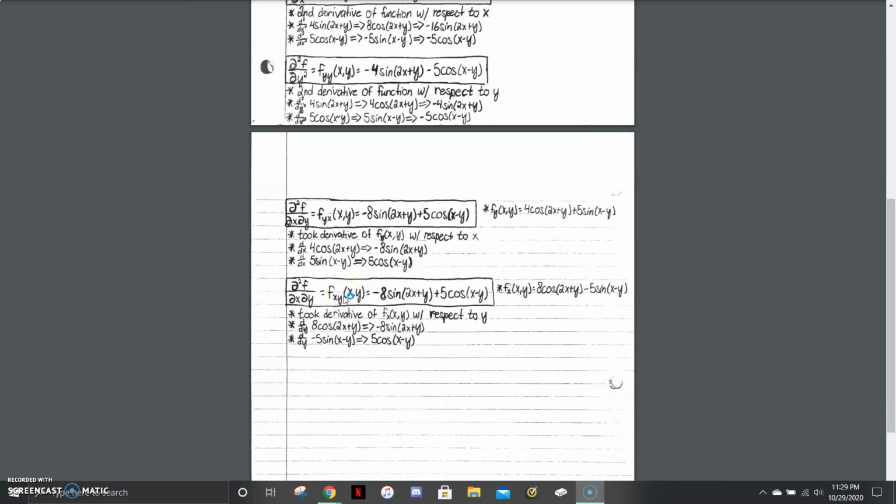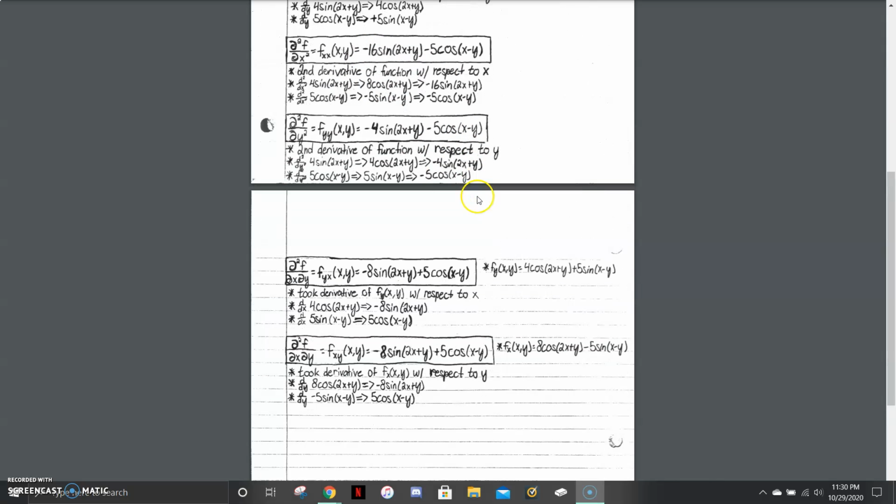So for the last two parts of the problem, for f sub yx of x comma y, we have to take the derivative of the function f sub y of x comma y, which we solved up here. I wrote it here as a note. We take that derivative with respect to x. So taking the derivative of 4 cosine of 2x plus y, we get negative 8 sine of 2x plus y. And taking the derivative of 5 sine of x minus y with respect to x, we get 5 times the cosine of x minus y.